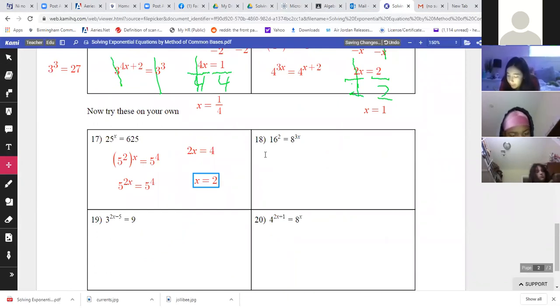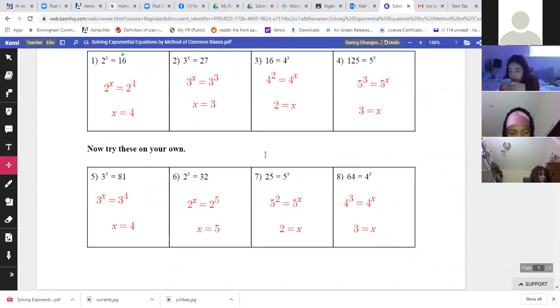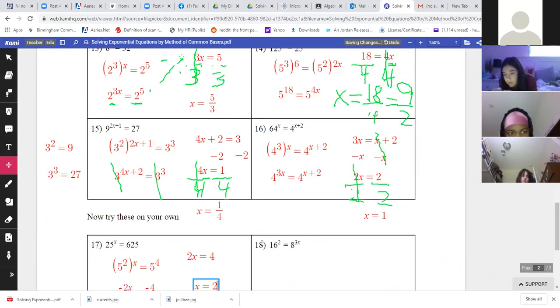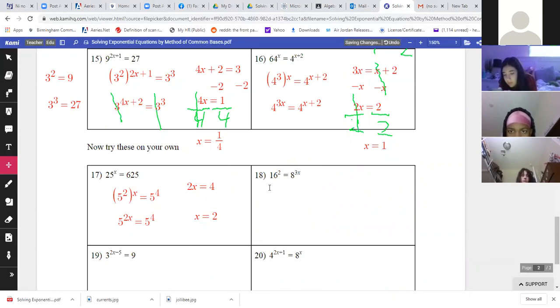So 16 is 2 to the 4th. Sorry, 16 is 2 to the 4th, and 8 is 2 to the 3rd. So I'm going to rewrite this equation as 2 to the 4th, but I still have to keep this power of 2 here, is equal to 2 to the 3rd, and this is going to be taken to the 3x power.